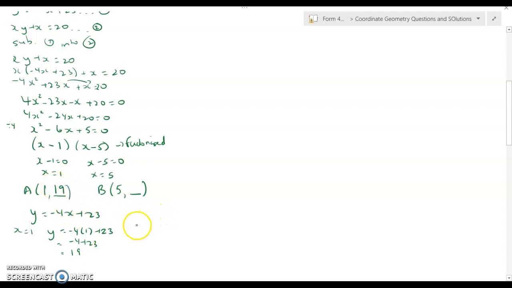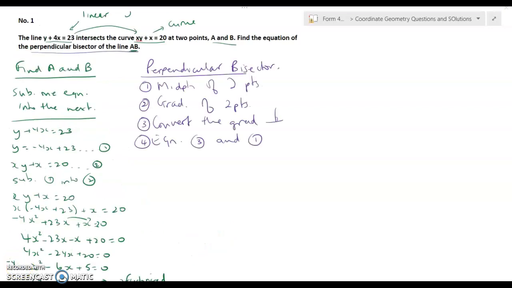And similarly, when x is 5, I will get y is equal to minus 4 times 5 plus 23, which will be minus 20 plus 23, which is 3. So again, this value here goes here. So now I have my points A and B. So let's move on to the next step, which is to find the perpendicular bisector of these points. Going back up here now, we know that A is 1, 19 and B is 5, 3. So we need to find the perpendicular bisector of these 2 points.